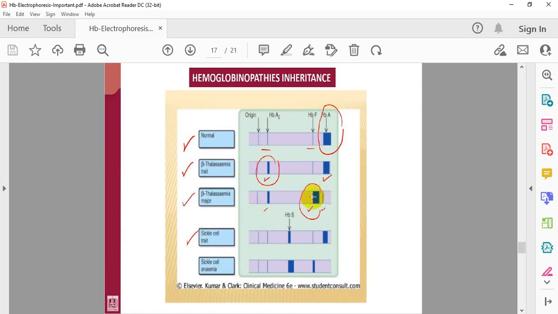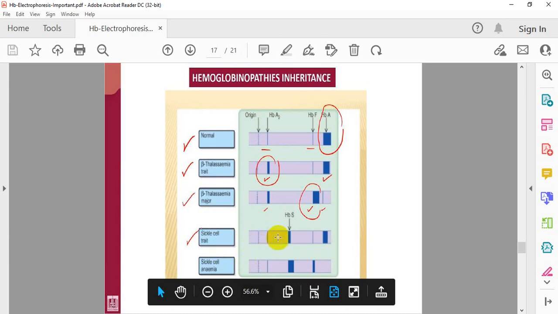Anemia means that your hemoglobin is less than 11. So you are anemic, you don't have blood, you need blood, you are short of blood. So beta thalassemia patients have a higher percentage of fetal hemoglobin.